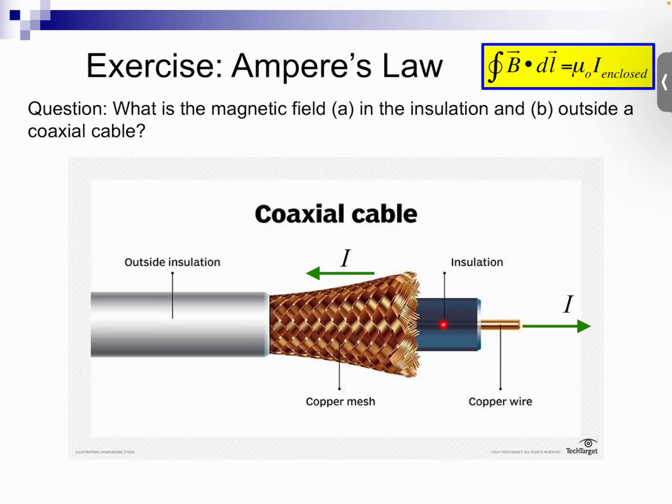Okay. And then you have some insulation between the copper wire and the copper mesh, of course, to prevent shorting of the circuit of the currents there. And then you have an outer insulation that insulates the whole wire. It's the outside covering of the cable in essence. And we want to find the magnetic field in the insulation here between the copper wire and the copper mesh, and the magnetic field outside the coaxial cable. So any point outside the coaxial cable.